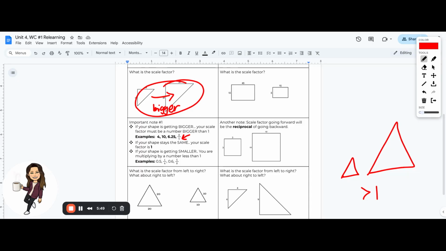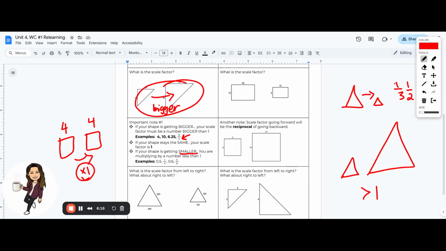But the opposite is also true. If I say, hey, what's the scale factor from here to here, you're actually going to be multiplying by something smaller than 1. So a fraction, it could be 1/3, 1/2. And then if it stays the same, let's say you have a square that has a 4 and another one that has a 4. Well, 4 times 1 is 4. So if it stays the exact same, it is a times 1 relationship, okay?